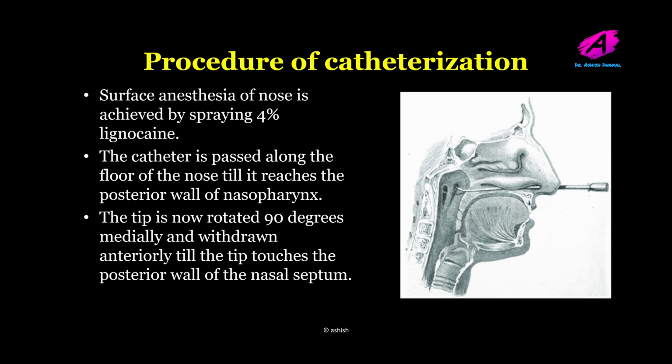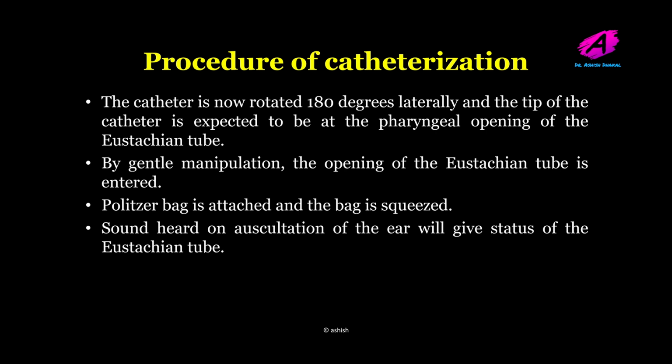For the procedure of catheterization, surface anesthesia of the nose is achieved by spraying 4% lignocaine. The catheter is then passed along the floor of the nose till it reaches the posterior wall of the nasopharynx. The tip is now rotated 90 degrees medially and withdrawn anteriorly till the tip touches the posterior wall of the nasal septum. Now the catheter is rotated 180 degrees laterally, and the tip of the catheter is expected to be at the pharyngeal opening of the Eustachian tube. Then by gentle manipulation, the opening of the Eustachian tube is entered.